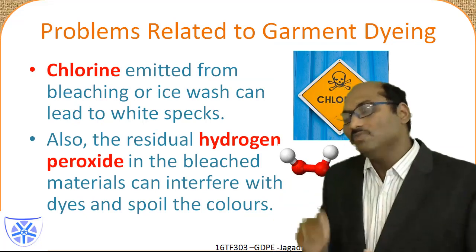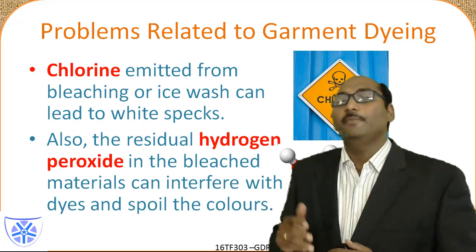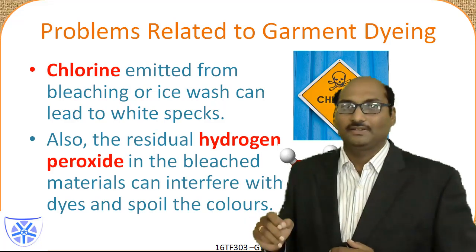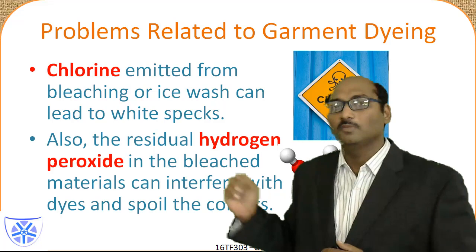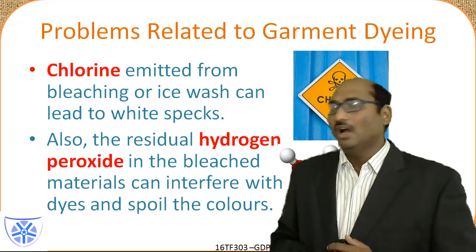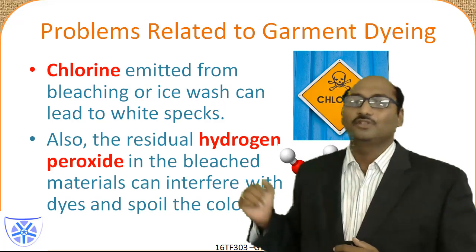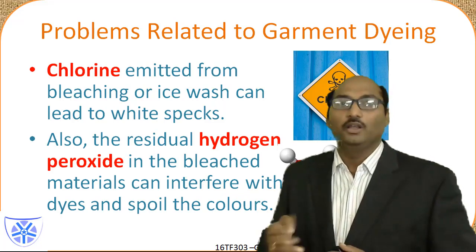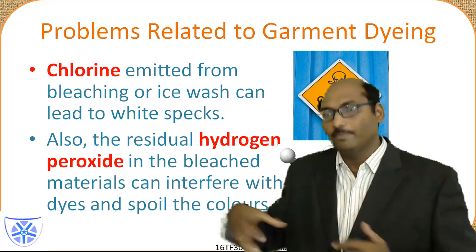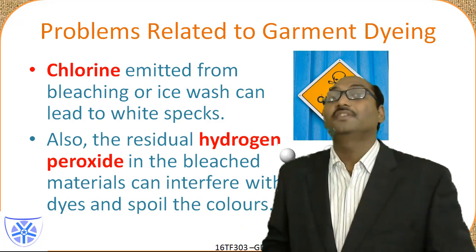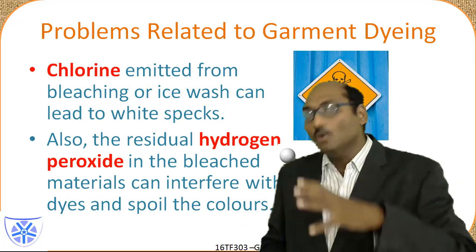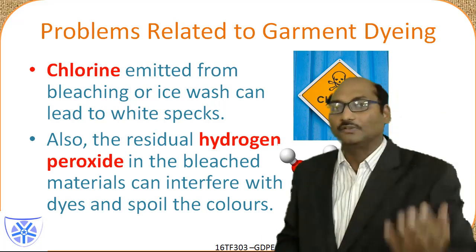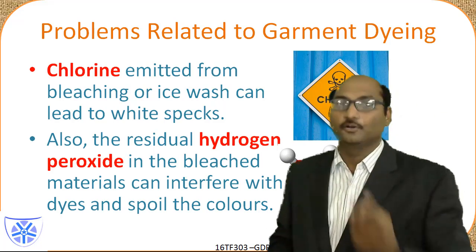Another problem is that chlorine emitted from the bleaching or ice wash can lead to white specks. So this is one of the problems in garment dyeing. Also, residual hydrogen peroxide in the bleaching material can interfere with the dyes and spoil the colors. So whatever shade percentage we are expecting may not be obtained due to the residuals from earlier processes like chlorine and hydrogen peroxide.